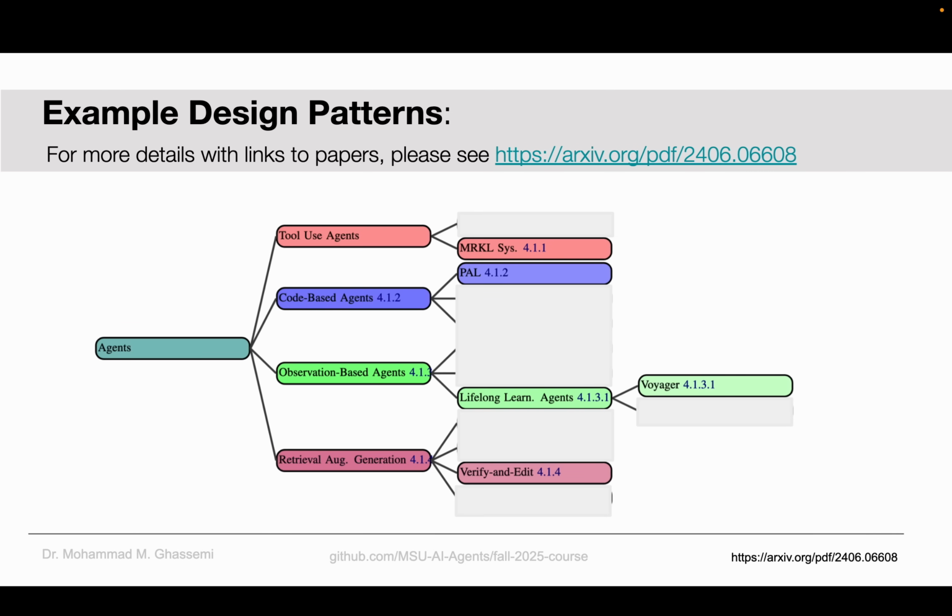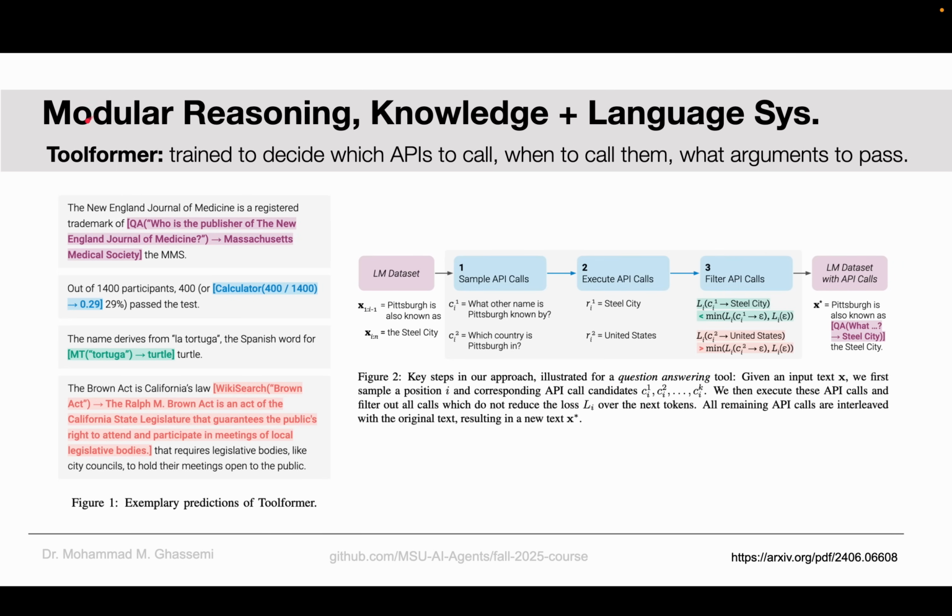Let's start with the first one, MRKL systems, which stands for Modular Reasoning, Knowledge, and Language Systems. Specifically, I'd like to cover a really neat paper which disclosed a tool called Toolformer, which was trained to decide, in a piece of text that was provided, so in a prompt, which API calls to make, when to call them, and what arguments to pass.